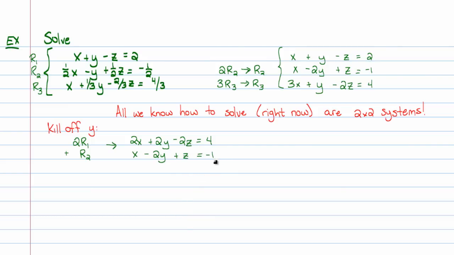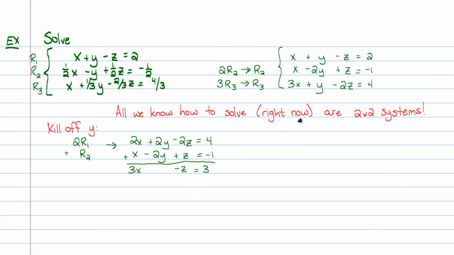Now that I have this, I'm going to go ahead and add these up, right? Because that's what I said, I'm going to take twice row 1 and add that to row 2. The reason why is because, again, 2 of these y's plus a negative 2 of the y's, they'll cancel. So it basically kills off a variable for me. When I add these up, I get 3x minus z is equal to 3.